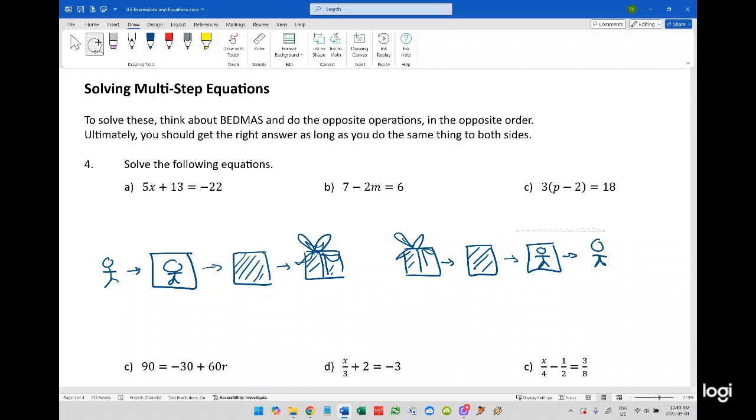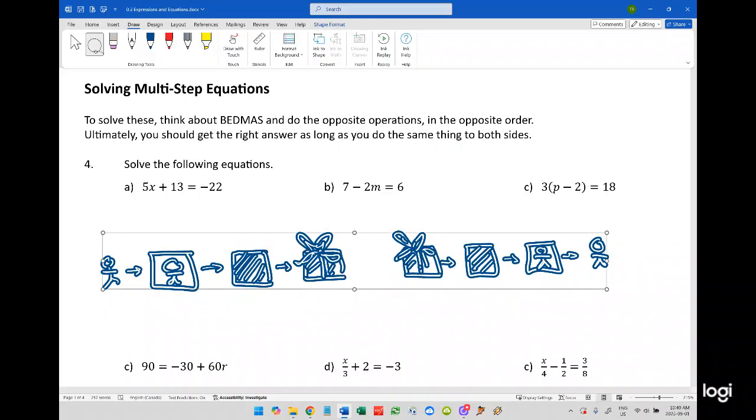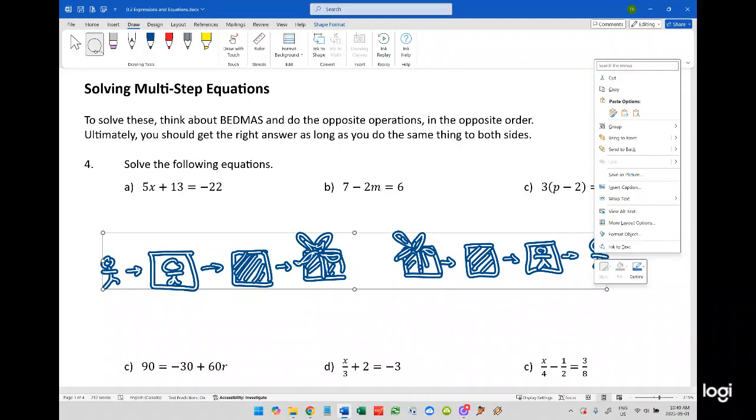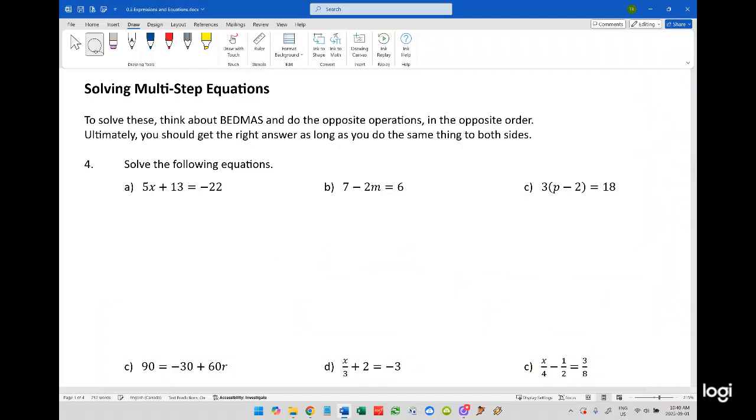Let's see if I can get rid of all this at once. Can I delete? Where's the delete? Come on, delete, cut. There we go. Okay. So according to BEDMAS on this question, I multiply by 5 and then add 13. So what I'm going to do is start by subtracting 13. The last thing done is the first thing I undo.